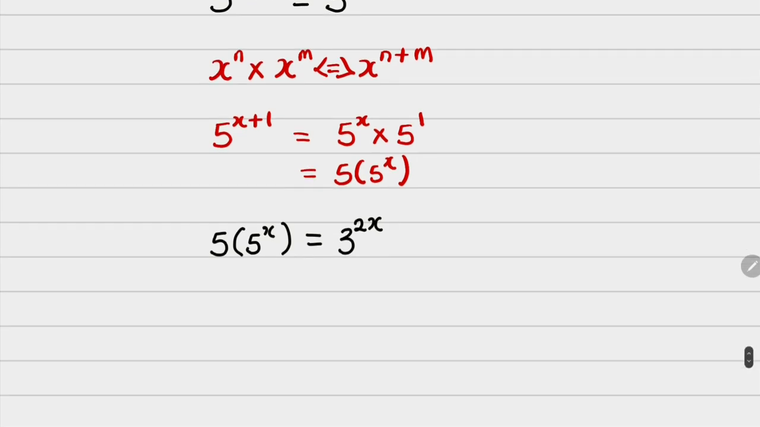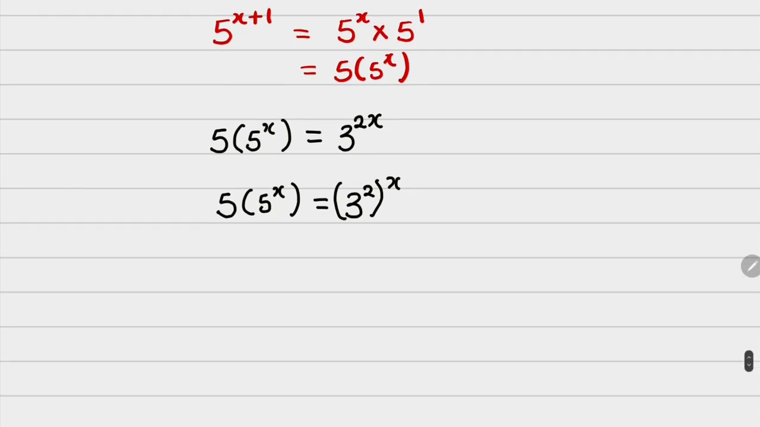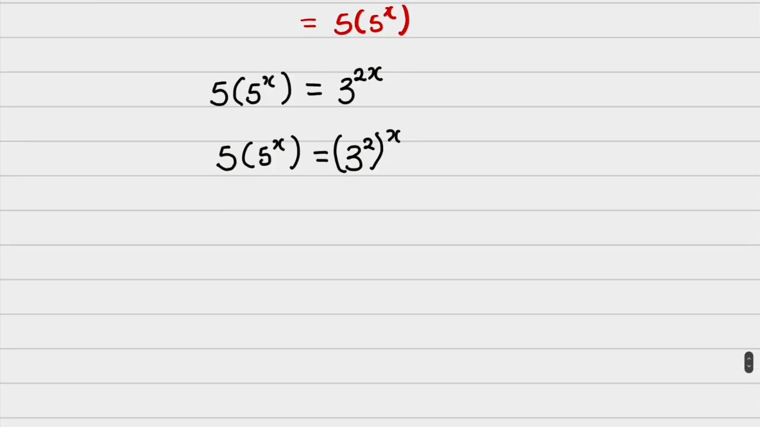Okay, now I can see I have it as 5 into 5 raised to power x. This will now be equal to 3 raised to power 2, all raised to power x. I have not changed anything. It's just a method and it's going to help us to work and get our solution. Now, let me make anything that has to do with x, the indices or the index numbers, let me make them to be on one side. How do I do that?